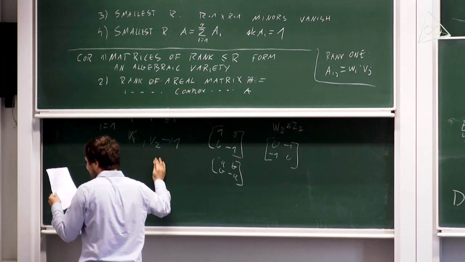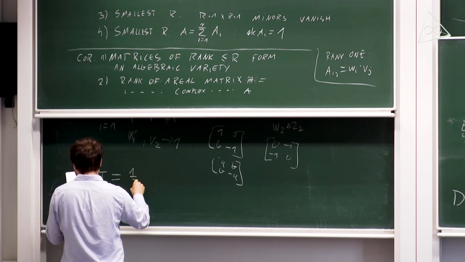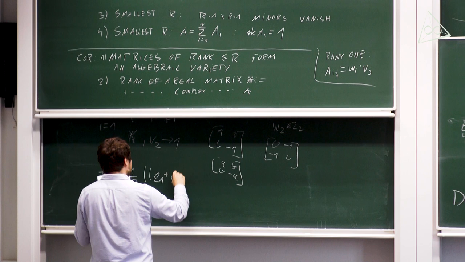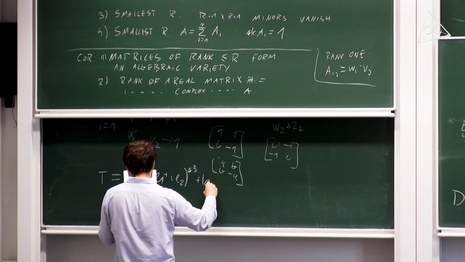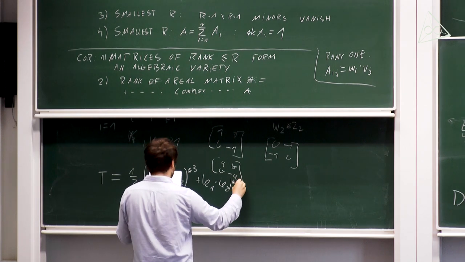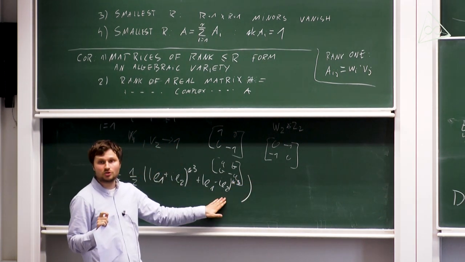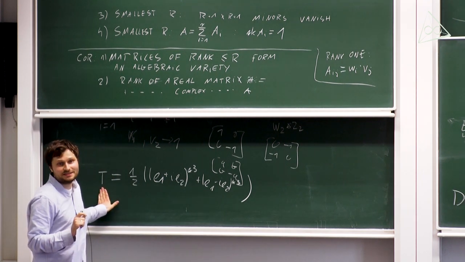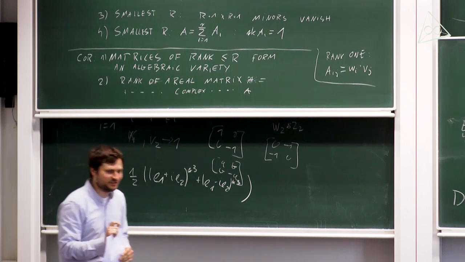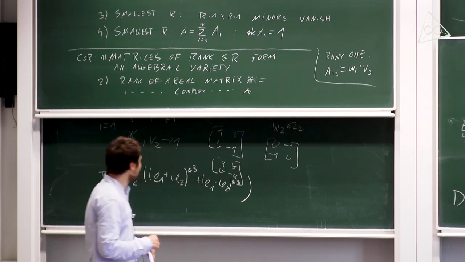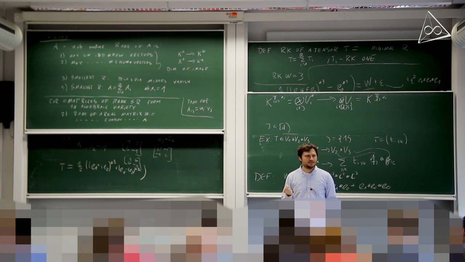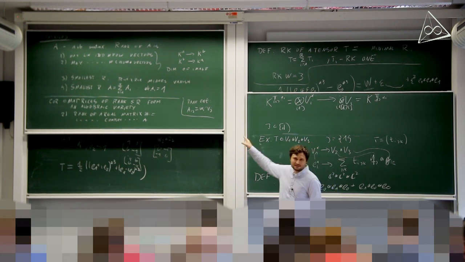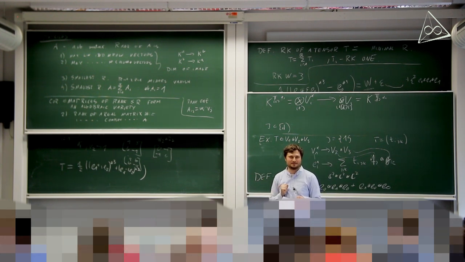It has complex rank two, and I can just give you it explicitly: this is a half of (e1 plus i e2) tensor cubed, plus (e1 minus i e2) tensor cubed. So this is a rank two complex tensor that happens to be equal to T, so T also has rank two. It doesn't have rank one. That's a very easy exercise for you. So you should be surprised here. I took a real tensor, and its rank depends whether I see it as a complex tensor or as a real tensor. A case completely different than the obvious case of matrices where the two notions coincide.